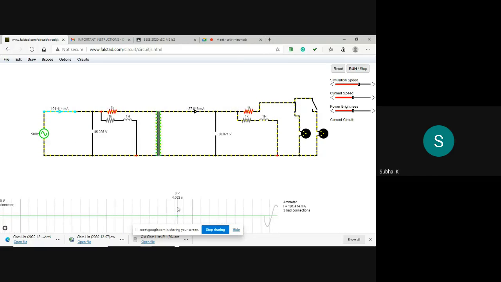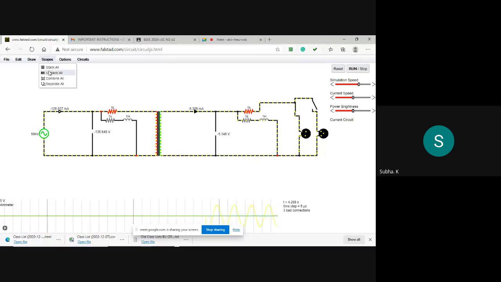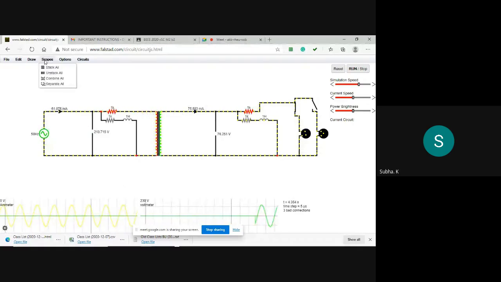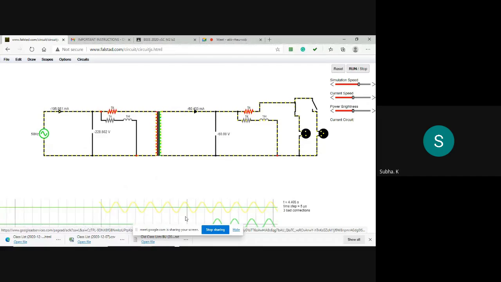So this is my primary current. Okay. I told you, instead of seeing all the waveforms together, you can unstack all. Yes, ma'am. What does unstack mean? So this waveform also I know. So I can view in scope the second waveform. One by one the waveforms will display. So the first waveform is showing you, I think, current.